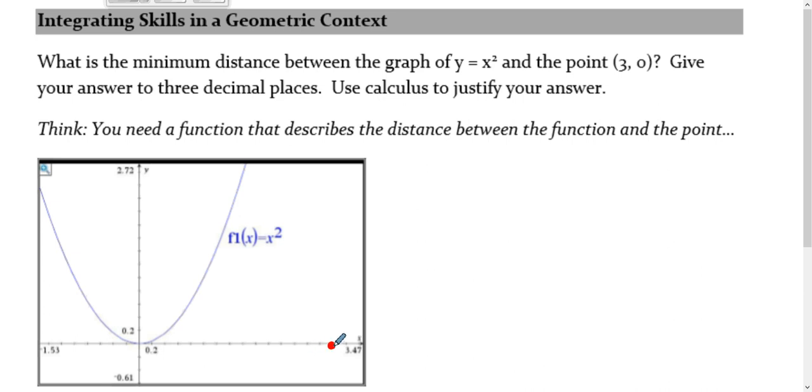Here's the point (3,0). You can draw lots of line segments between (3,0) and points on this curve, but we know that one of those segments is shorter than the others. This is the line segment connecting (3,0) to some generic point here. It's got an x value of x, it's got a y value of y, and we know how to find the distance between those points because we passed high school geometry.